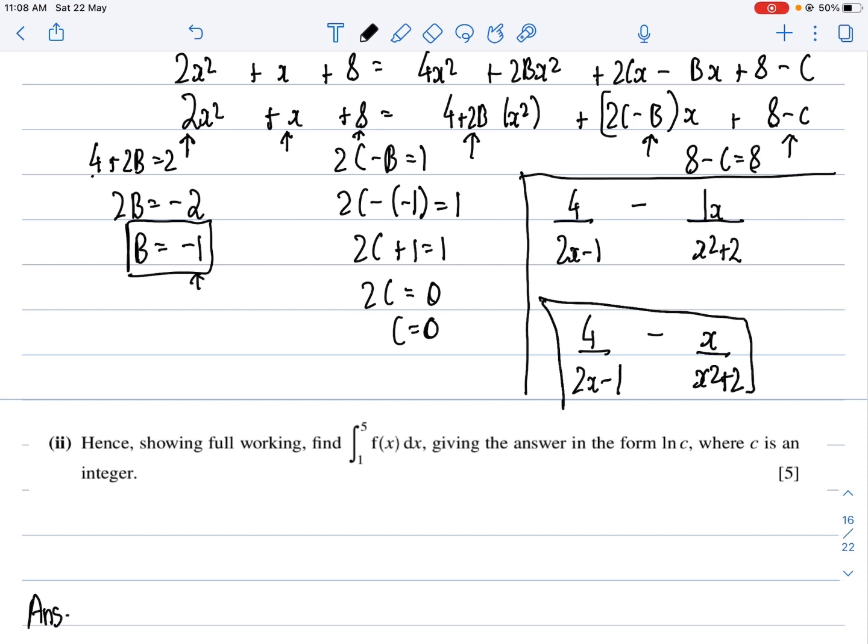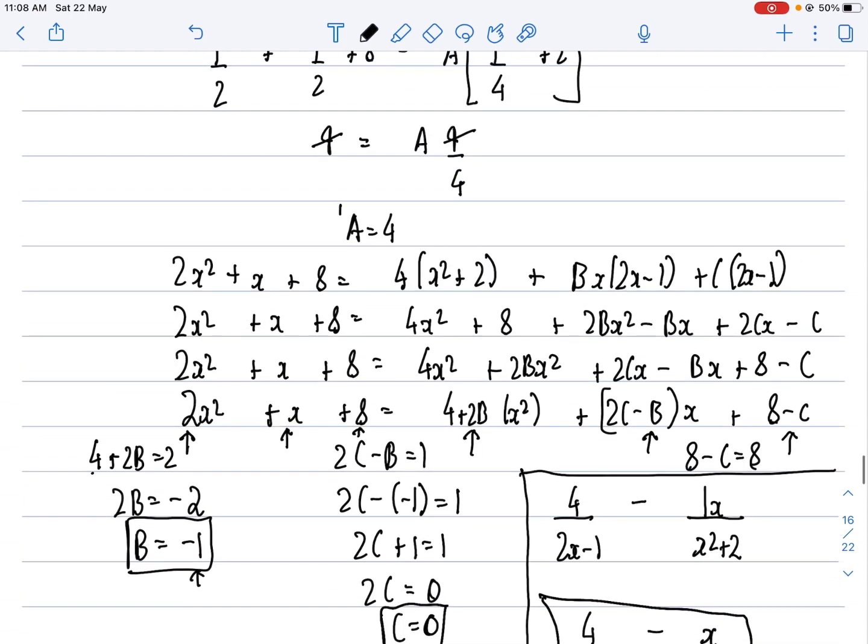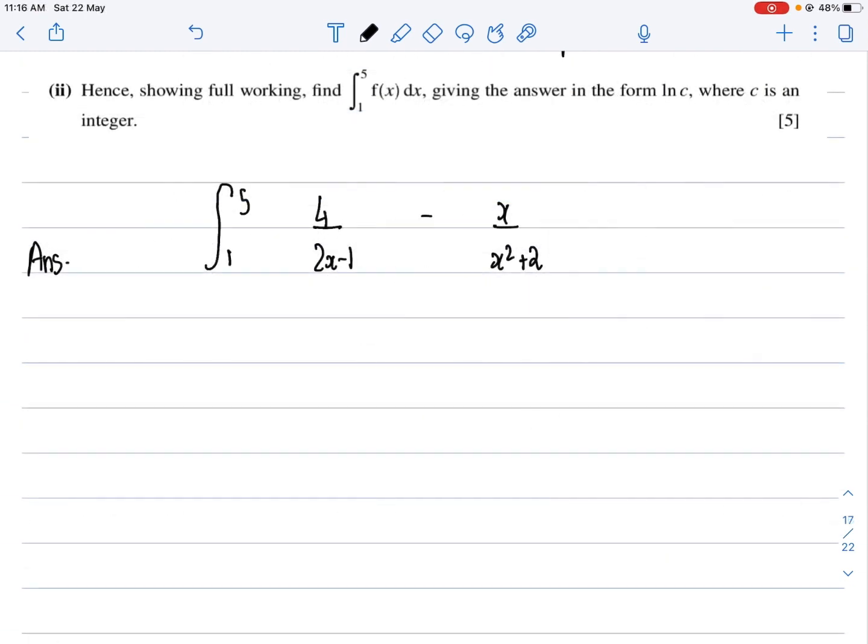This is basically my f of x in partial fractions. So my c is 0 here, my a is 4. Yes, so this is the second part of the question. So what we basically need to do is we need to integrate f of x with the limits 1 and 5.